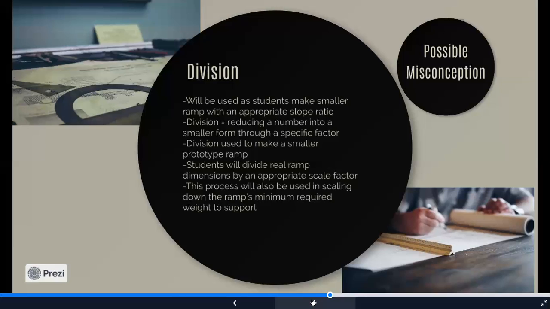The specific outcomes of the program of study will be met when the students decide what specifications are required for scaling down their real-life ramp.